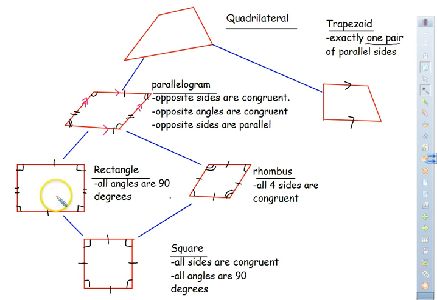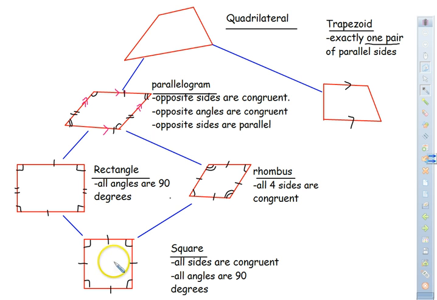The question, however, is can we call this rectangle a square? In this case, the answer is no. You cannot call this rectangle a square. Why? Because all the sides are not congruent. They have to be all congruent on a square.